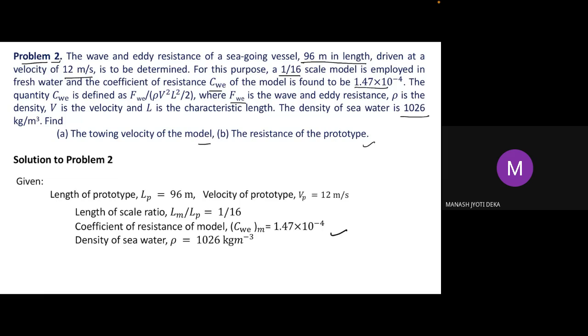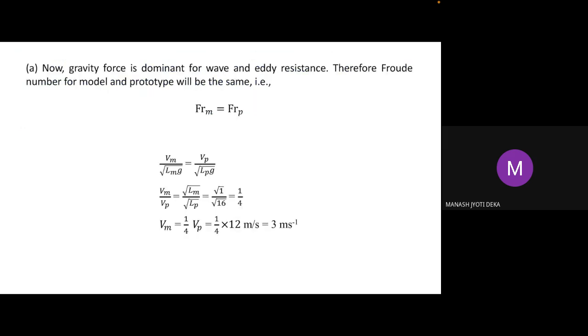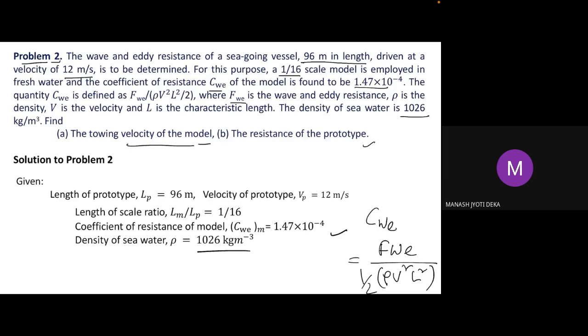And we have a relation relating the CWE with the FWE, which is nothing but the wave and eddy resistance. The density of the seawater is slightly higher compared to normal water, that is 1026 kg per meter cube. So in the first problem, we have to find out the velocity of the model.